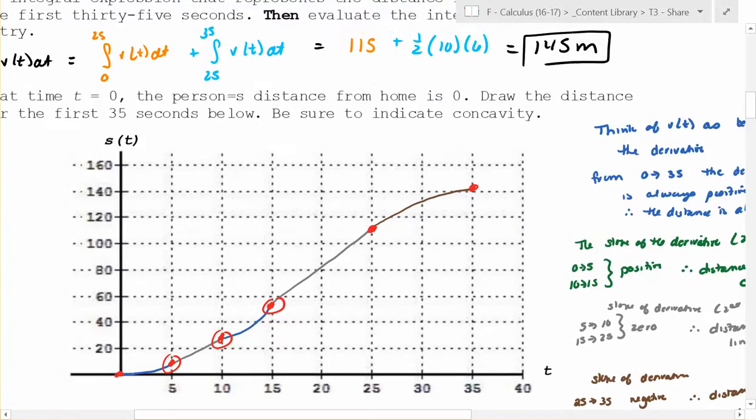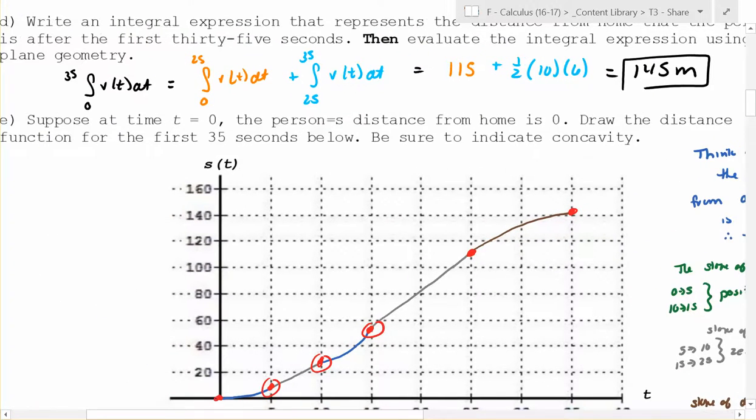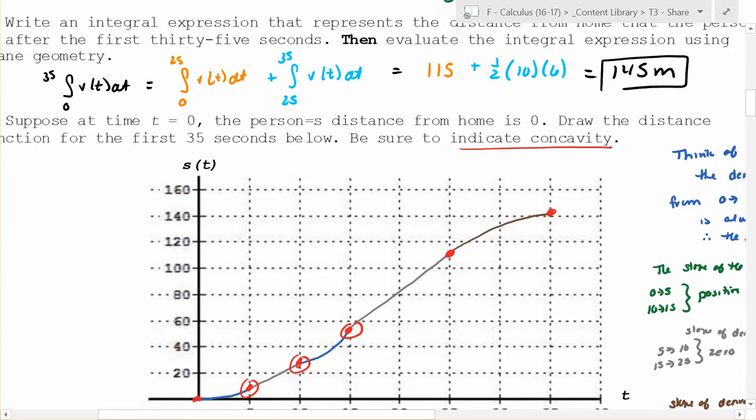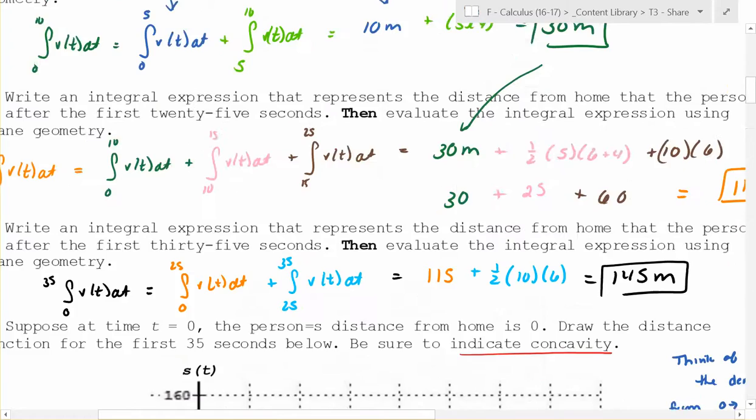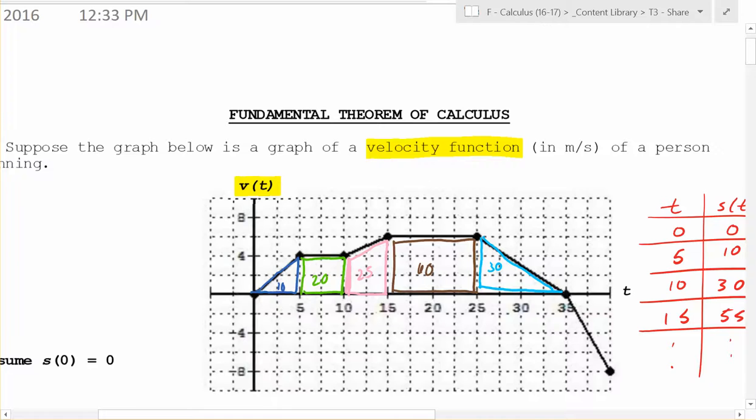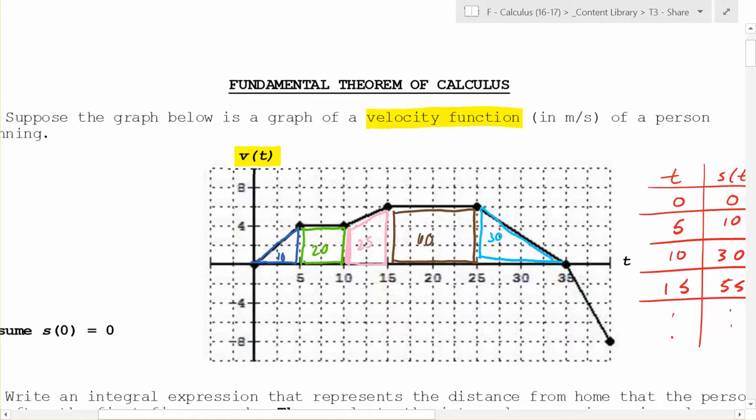But what's it also asking you to do? Draw the distance for the first 35 seconds. Be sure to indicate concavity. Concavity is related to which derivative? The second derivative. Okay, so you have position. Velocity is the first derivative of position. Second derivative would be the derivative of this, the acceleration, right?